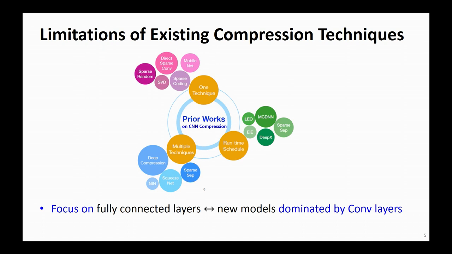But unfortunately, most existing compression techniques have the following two limitations. The first one is that they mainly focus on compressing the weights of the fully connected layers. But the fact is that recent, more powerful CNN models have just one or two fully connected layers, which is only a small part of the whole model.